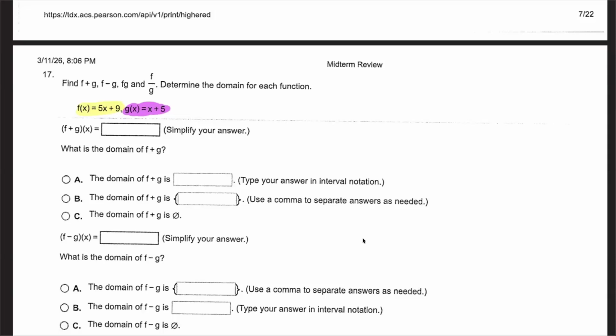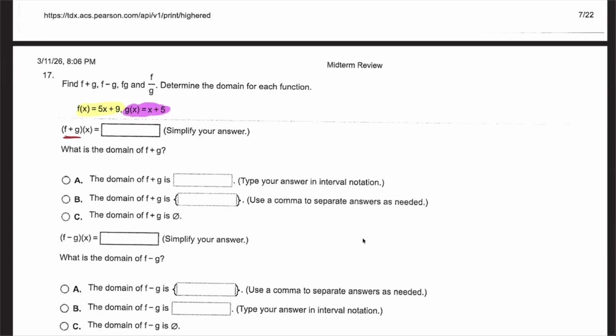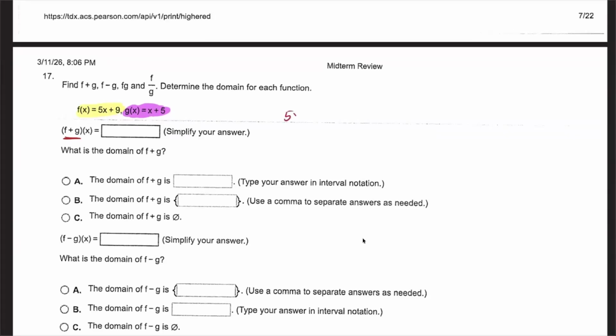F says 5x plus 9. G is x plus 5. The first piece says we want f plus g. So guess what you put between the two functions? Plus sign. So we go 5x plus 9 plus x plus 5. And this is going to be f plus g.